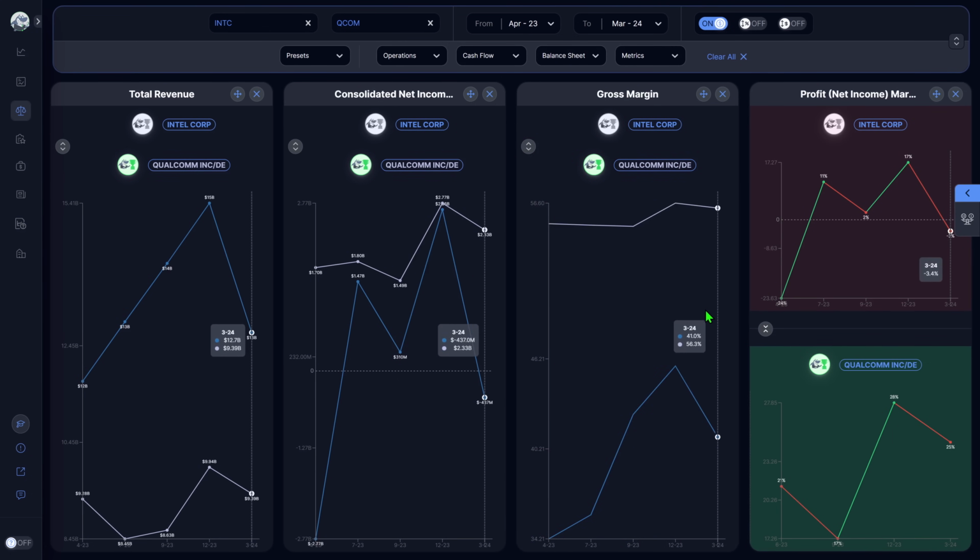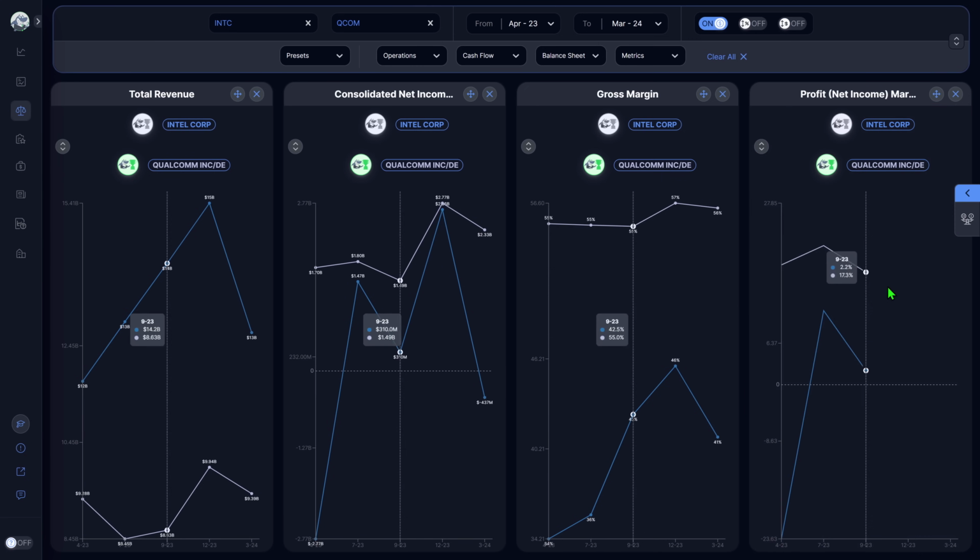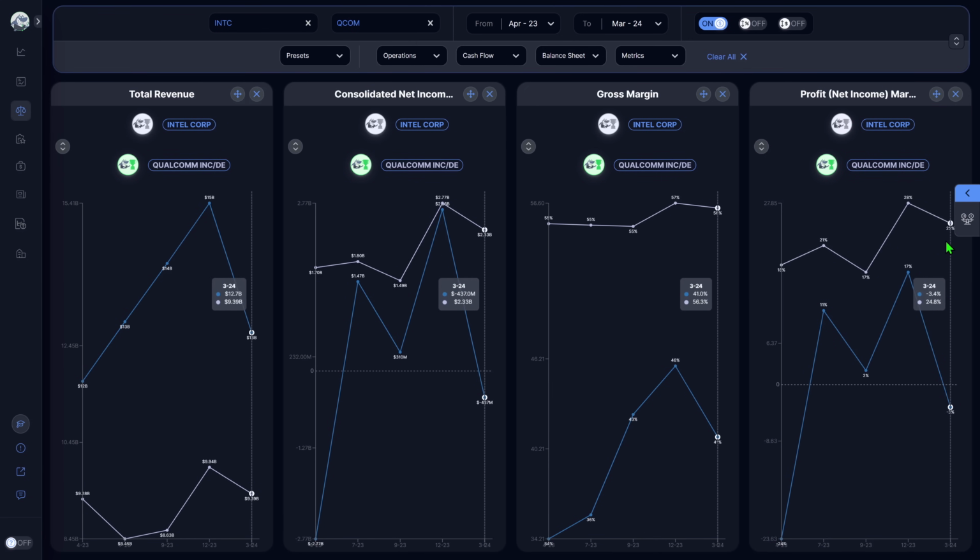For gross profit margin, Qualcomm's at 56.3% is higher than Intel's at 41%. For profit margin, Qualcomm's at 24.8% is higher than Intel's being negative at minus 3.4%.